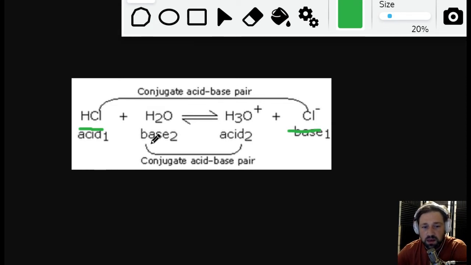And then the base, in this case, is going to be H2O. This has the ability to accept the proton to become H3O plus, a hydronium ion. So in this case, we have H2O being the base and the hydronium ion being its conjugate acid.